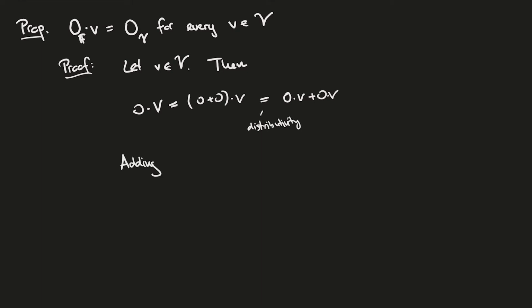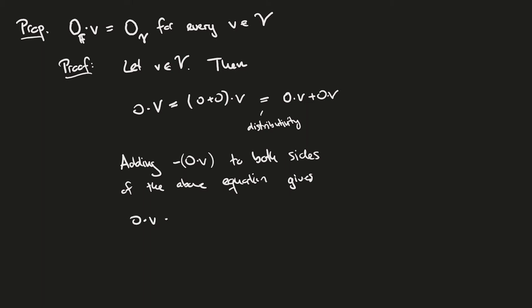Now adding minus 0 times v to both sides of this equation gives 0 times v minus 0 times v is equal to 0 times v plus 0 times v minus 0 times v. But of course, the left-hand side is by definition equal to 0. And on the right-hand side, we get that 0 times v gets cancelled out by the minus 0 times v, and we're left with 0 times v. And so these two are equal, and we've shown the proposition.